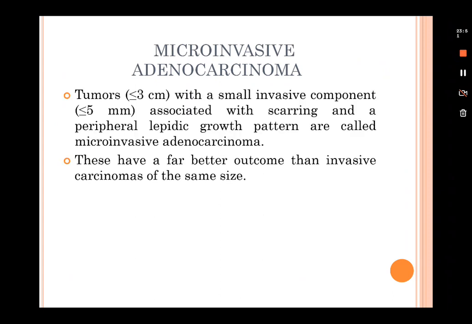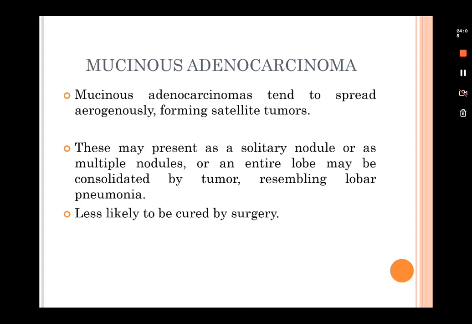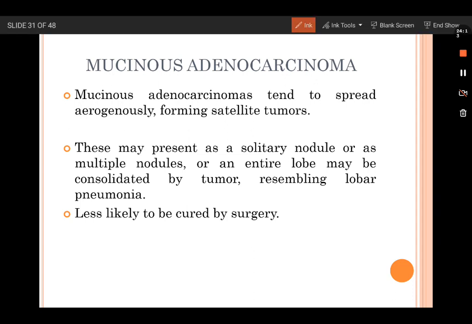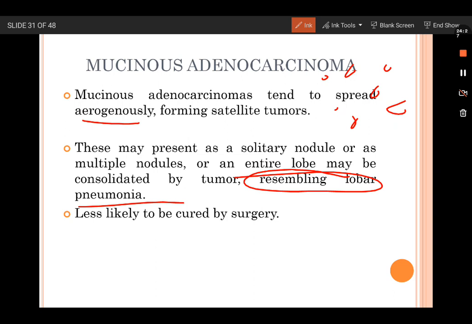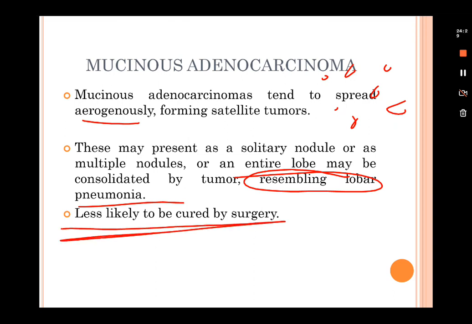Microinvasive: these are tumors less than or equal to 3 centimeters with a small invasive component less than or equal to 5 millimeters. There is associated scarring and a peripheral lepidic growth pattern, and they have far better outcomes, obviously, than the invasive ones. Mucinous adenocarcinomas tend to spread aerogenously, forming satellite tumors. Aerogenously means through airways. They may present as solitary, that is one nodule, or multiple, or an entire lobe may be consolidated by tumor, which will resemble lobar pneumonia. That's why it's less likely to be cured by surgery, because the entire lobe is involved.